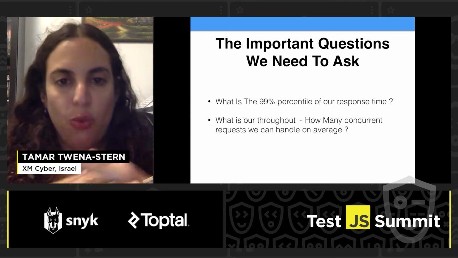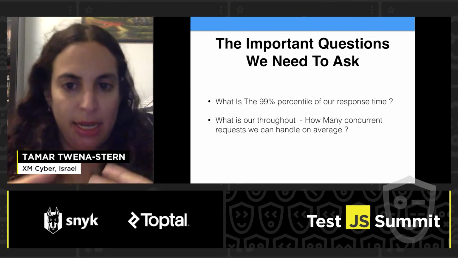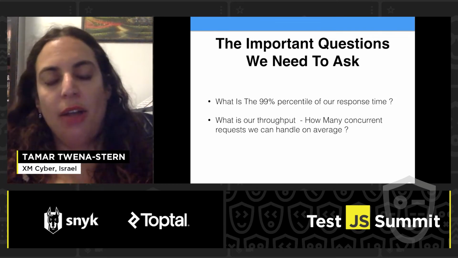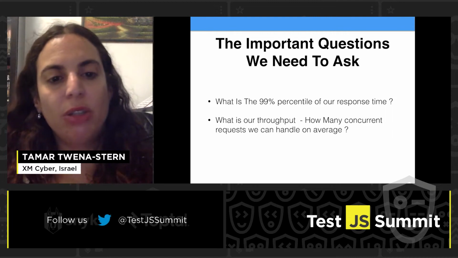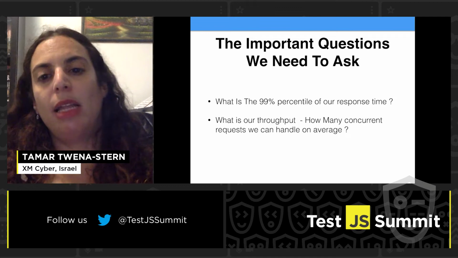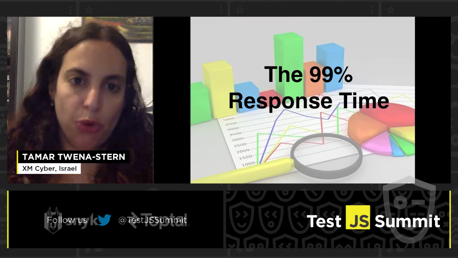So these are important questions that needed to be asked. What is the 99th percentile of our response time? And what is the throughput? How many concurrent requests can we handle on average? I mean, those are very important questions. And why are those questions important?